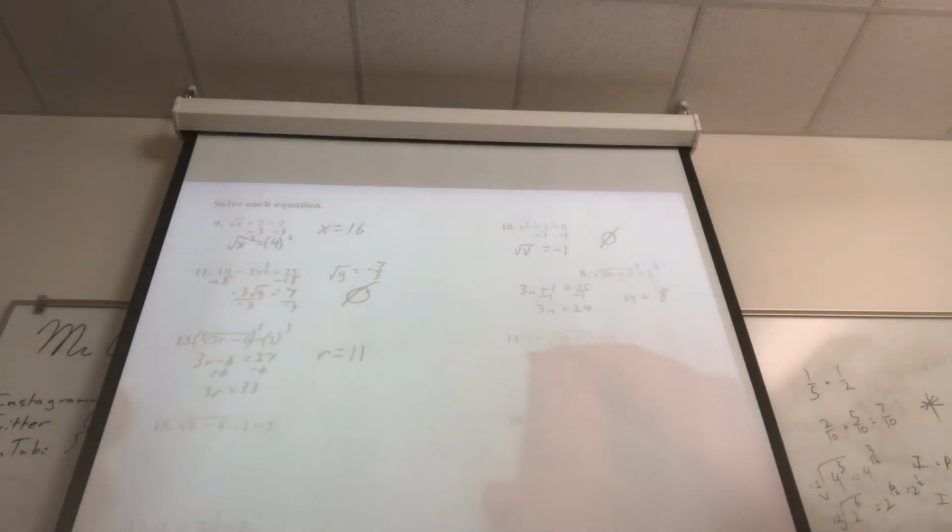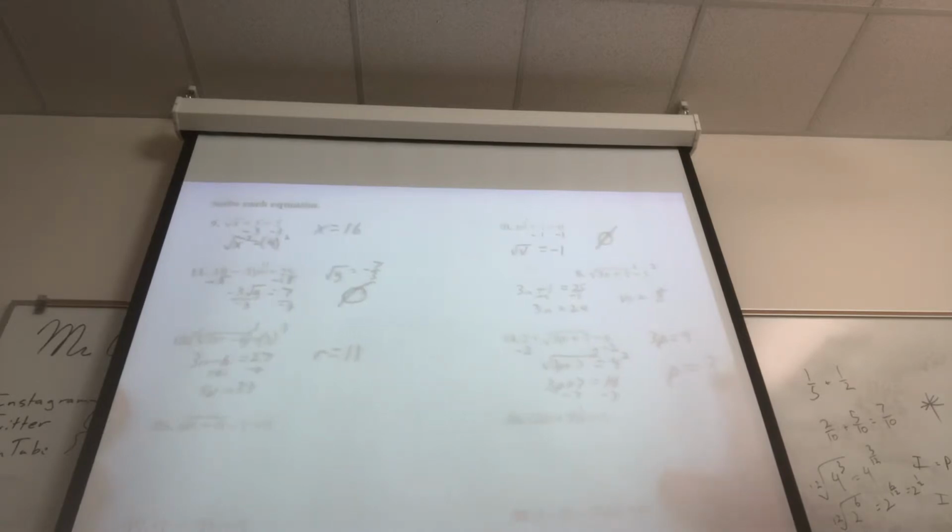On number 14, subtract the 2 first. Square root of 3p plus 7 is equal to 4. We square both sides. That's 3p plus 7 is equal to 16. We subtract 7. That's 3p equals 9. So p is equal to 3.